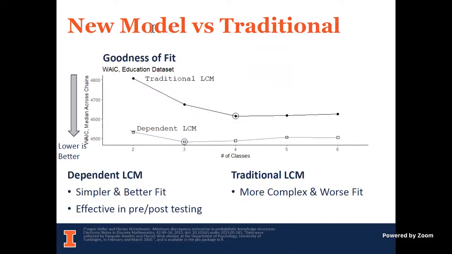If you take a look at the goodness of fit here, you notice two things. We're looking at the WAIC, a measure of how well our model fits the data, plus a penalty for how complicated the model is. The lower the value, the better. Our new model has a significantly stronger goodness of fit, and it's a less complicated model. So we have a less complicated model which performs much better. At least in this example, our dependent LCM does really well in pre-post testing.